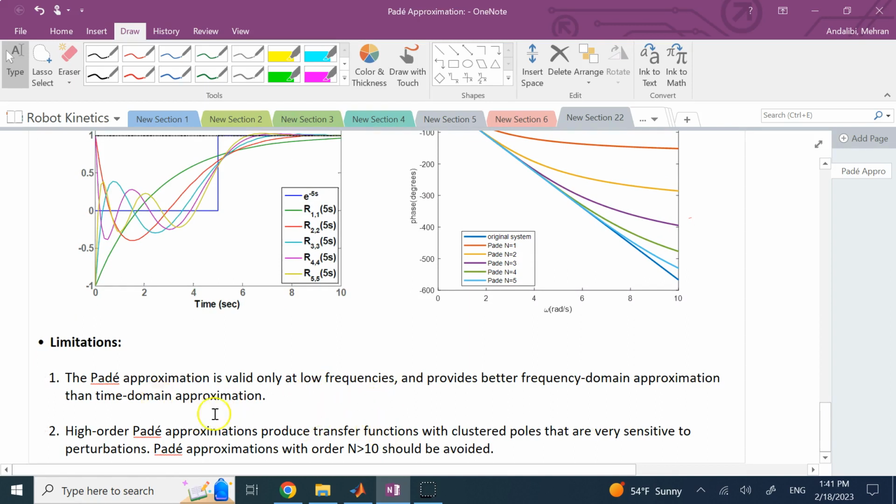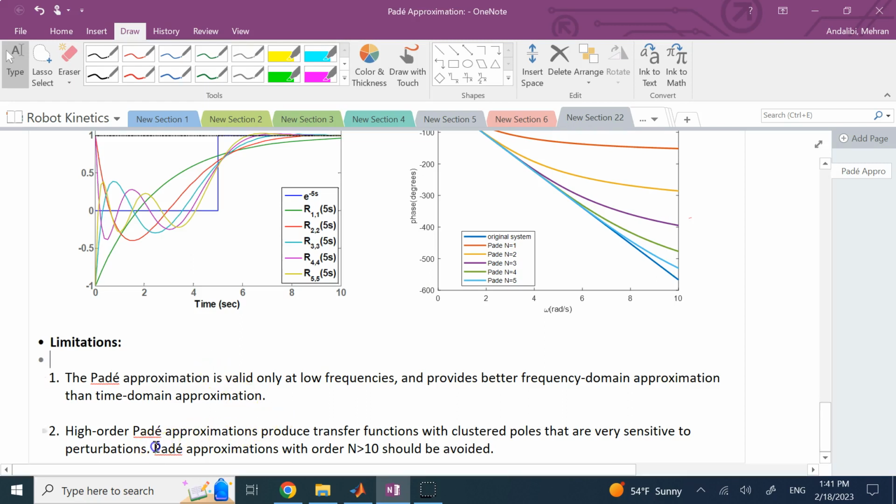The poles of these Padé systems are clustered. They are close to each other. And such systems in reality are going to be very sensitive to perturbations, and perturbations are sudden changes in the system that you cannot predict. And that makes the system not able to reject disturbances and perturbations and work robustly.